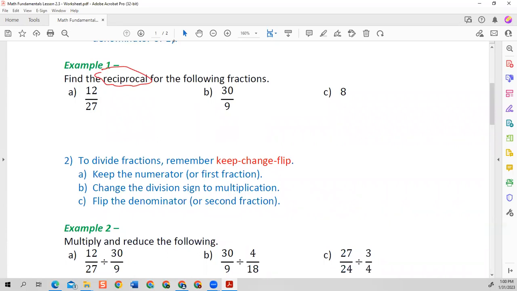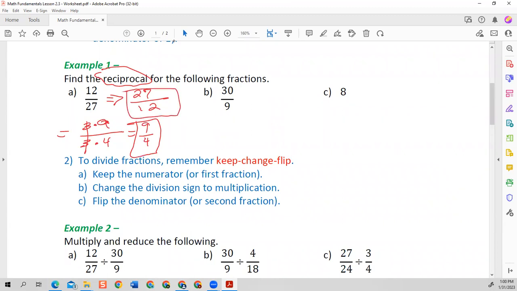Reciprocal means we're going to flip that fraction. So we got 12 over 27 for part A, and I'm just going to write its reciprocal. It means that it flips. The denominator becomes the new numerator, and the numerator becomes the new denominator. Of course, I'm going to go ahead and reduce it down. I know 27 is 3 times 9 over 12, which is 3 times 4. The 3's reduce, leaves me with 9/4. However, if you're asked to just strictly write it in reciprocal format, that would be this one.